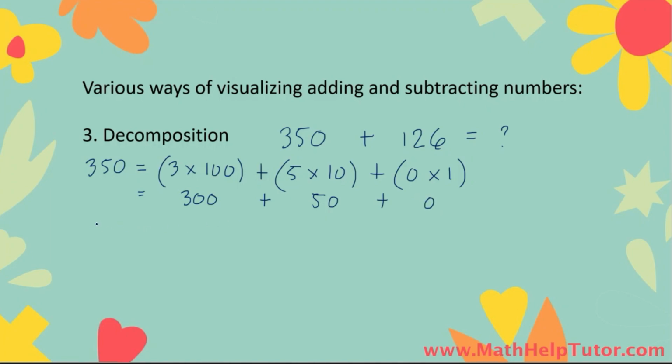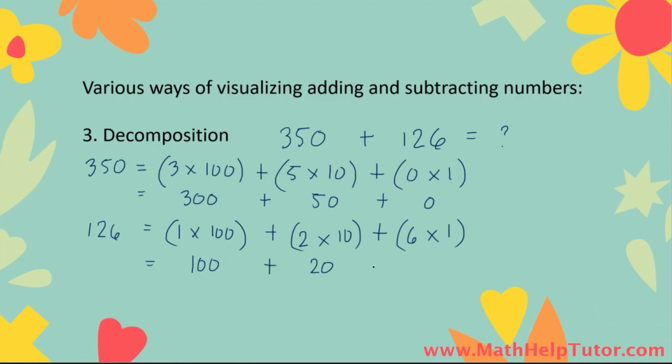Now let's do the same thing for 126. So 126 is equal to 1 hundred plus 2 tens plus 6 ones, or 100 plus 20 plus 6. Next, let's arrange the values of the places in a column. So let's write it over here. So for 350, we have 300 plus 50 plus 0. And then for 126, we have 100 plus 20 plus 6.